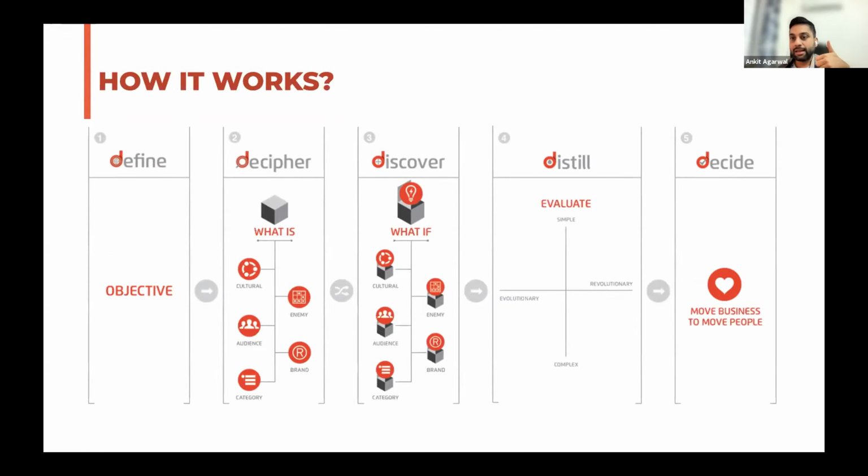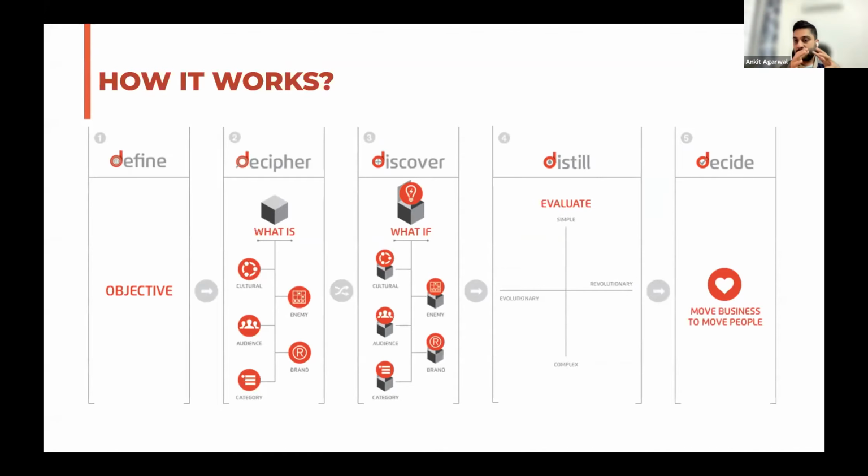The first one would be cultural perspective. So what is the cultural significance of the product? And there can be various examples. And of course, I would give you some examples in the subsequent slides. The second would be enemy. Enemy is your competitors, essentially. The third one would be the audience that you're speaking about. What is the current situation with the audience? The fourth one would be your brand. Where does the brand stand? What does the brand stand for? And the fifth one is what is happening within the category.